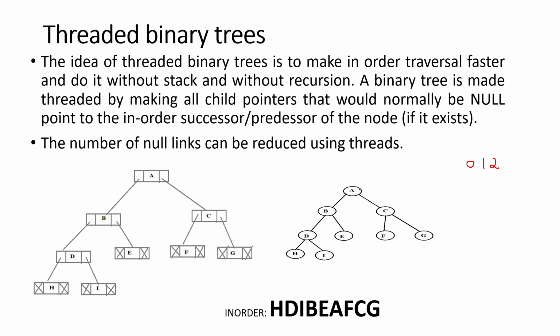For example, in this tree, A is the root node. A has got 2 children, B and C. B's children are D and E. D's children are H and I. C's children are F and G.